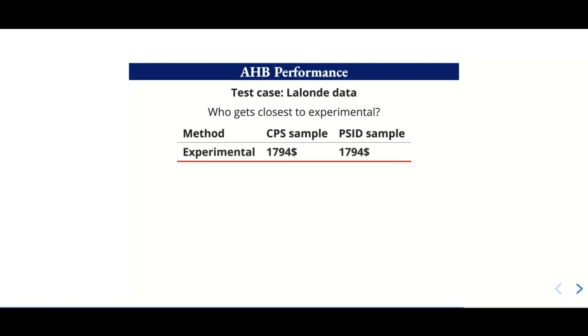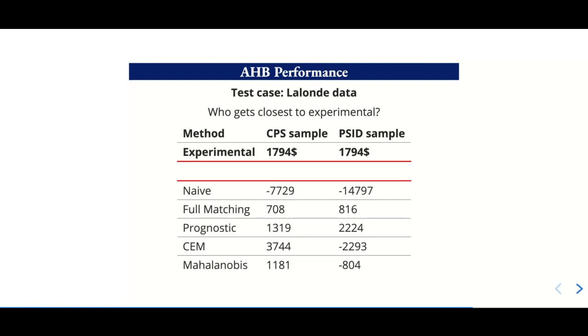The experimental estimate is 1,794 US dollars, and we want to get as close as possible to this. Here are a bunch of existing matching methods, and these are the estimates that they output. A naive method goes completely haywire and gets nowhere near close. Something like prognostic score matching gets pretty close, actually. It's not too bad, though there is some variance. But AHB is the method that gets the closest by far in this example. As you can see, we're off by at worst roughly $60. That's a pretty good sign empirically that this is working well in this benchmark data set.